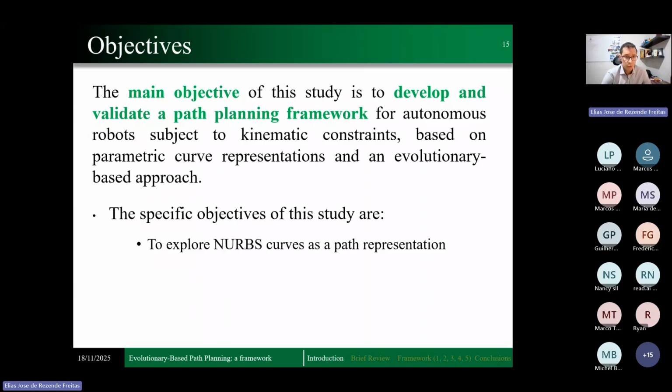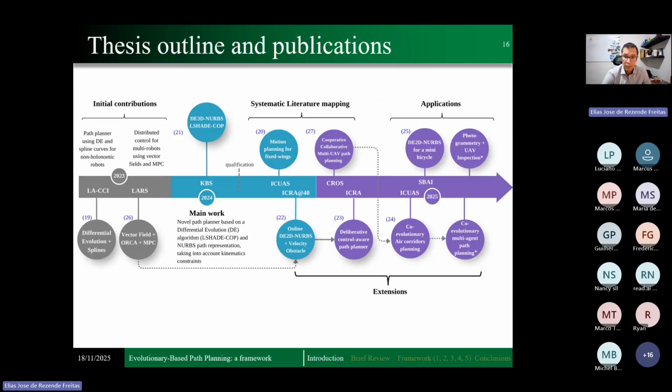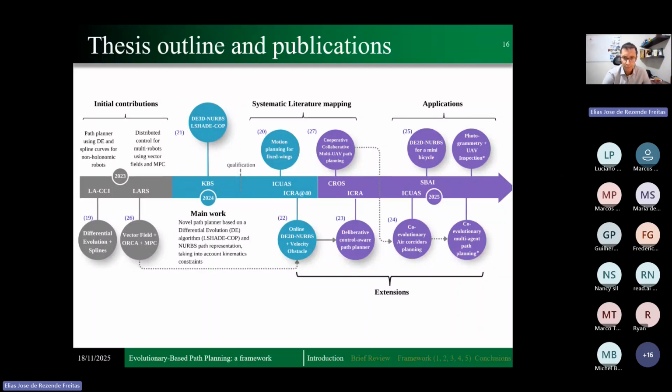The specific objectives of this study are to explore NURBS curves as a path representation, to develop an offline-online planner, to evaluate the extension of the approach to multiple agents, and to demonstrate application in 3D and 2D scenarios. Here we can see the thesis outline with the respective publications.